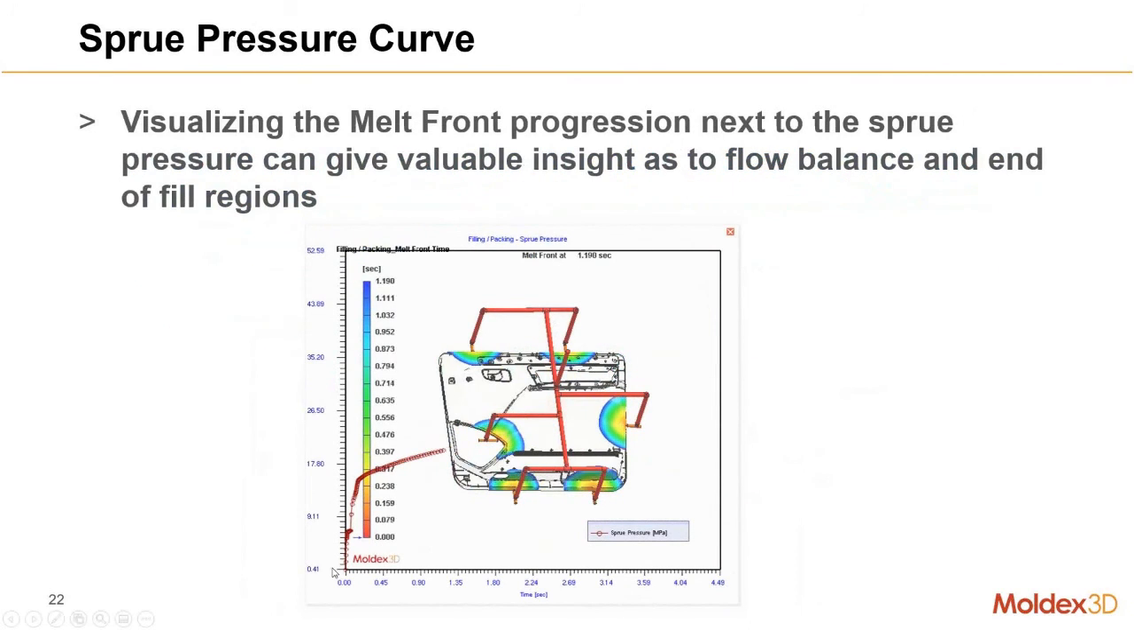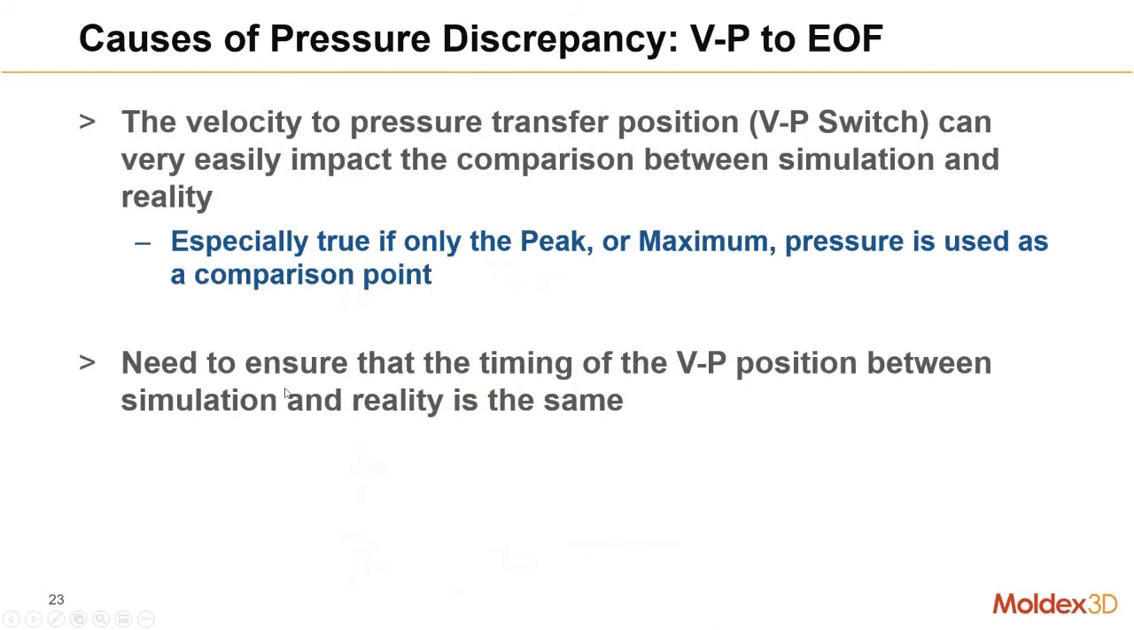So looking at the sprue pressure curve here, it's important to not only look at the sprue pressure as a standstill image, I guess, if that makes sense, but we also want to be looking at the progression of the melt front as well to see if there's any sort of flow imbalance and where the end of fill regions are actually lying. So you can see in this case, the end of fill is actually right in the middle of the part, which may be a design consideration that we may want to change. So just a small note there.